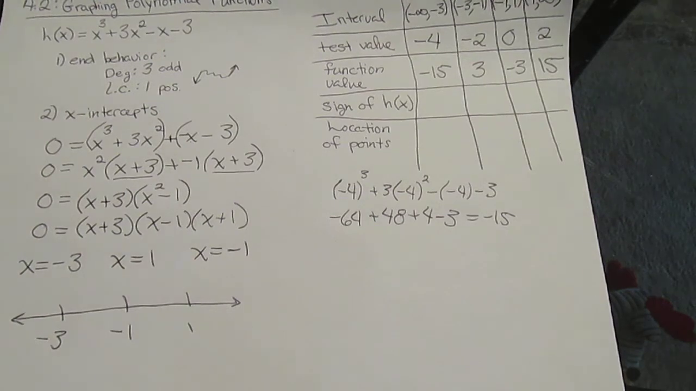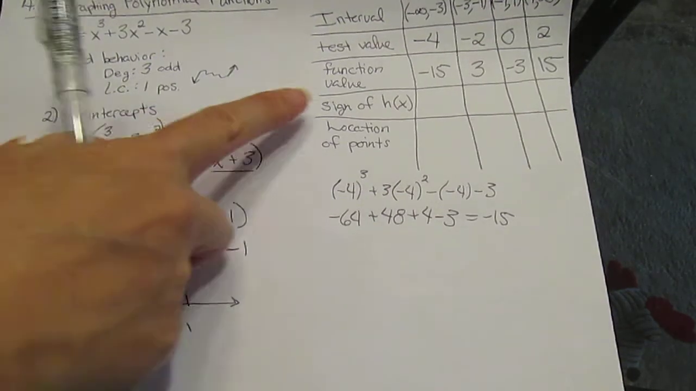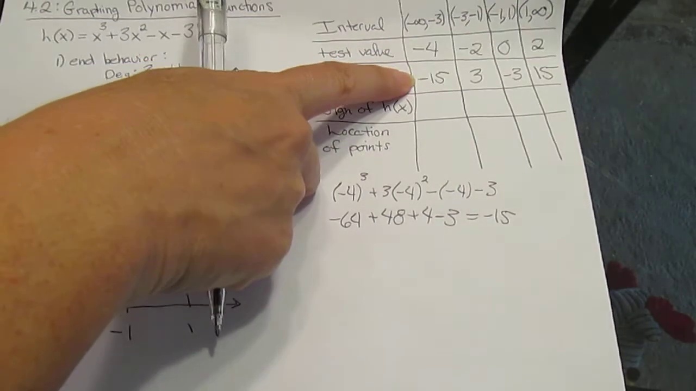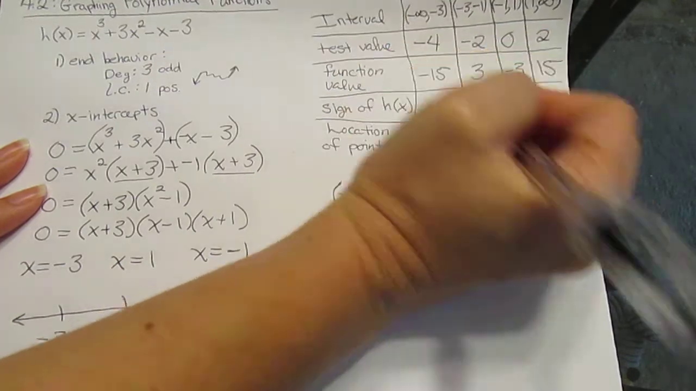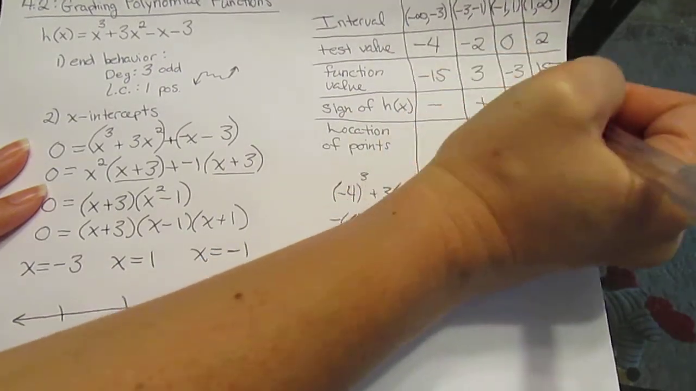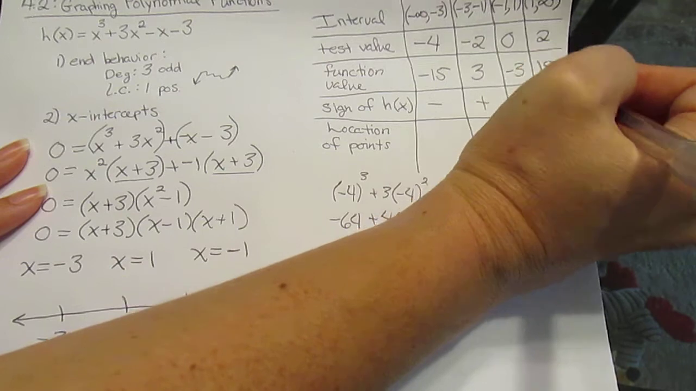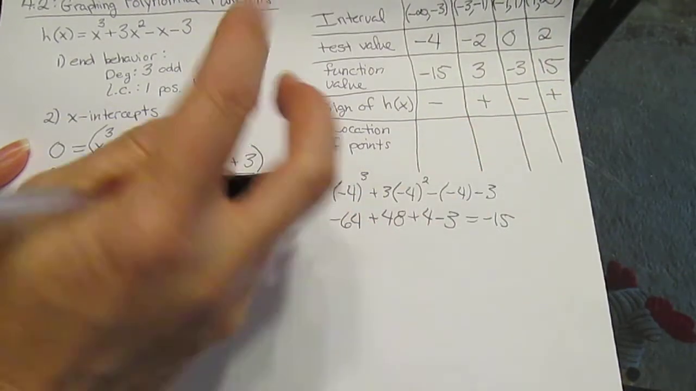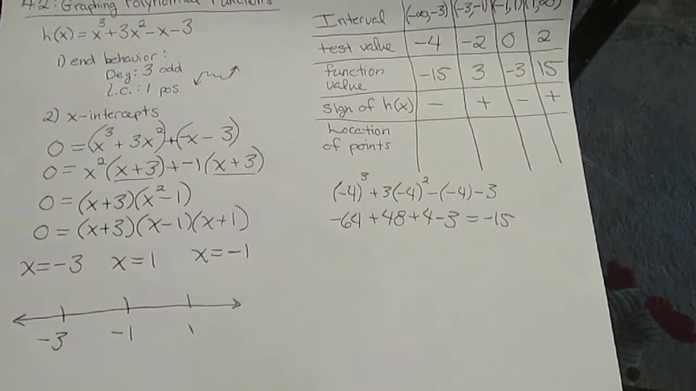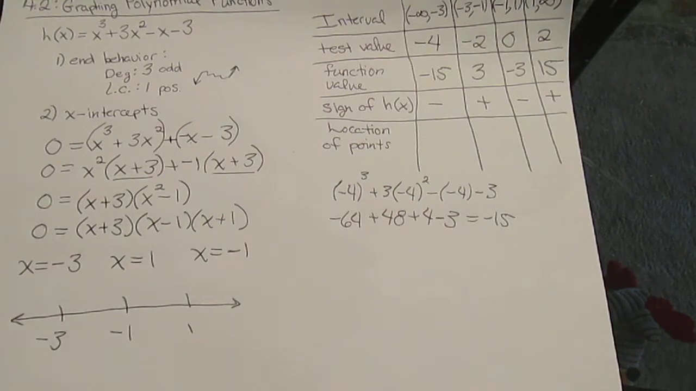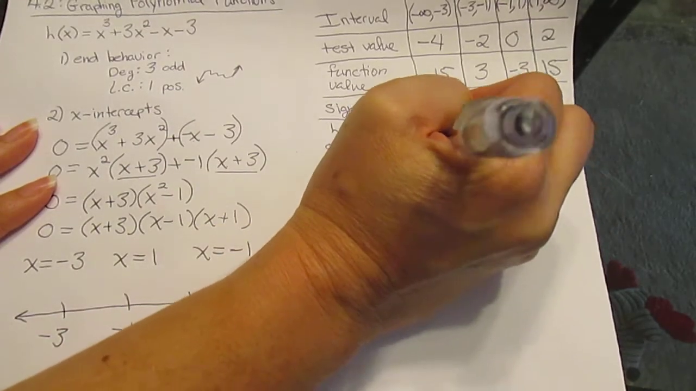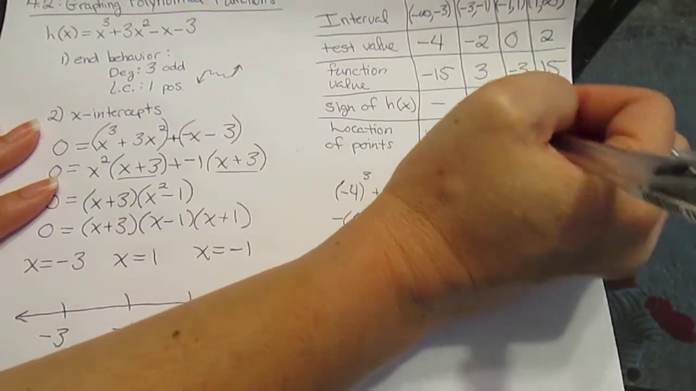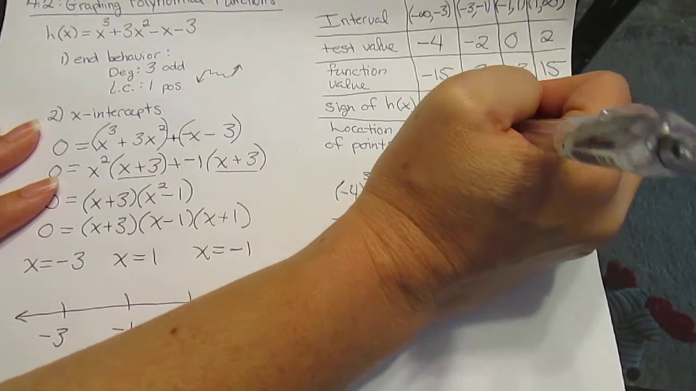Okay, and then the rest of the table's fairly simple. All you have to do is the sign of h of x. Well, that's the sign that you got when you plugged it into the function. So this one was negative, this one was positive, this one was negative, this one was positive. Okay, and location of points, it's just wanting you to say, is it below the x-axis or above the x-axis? Well, of course, if it was negative, it was below the x-axis. If it was positive, it was above the x-axis.